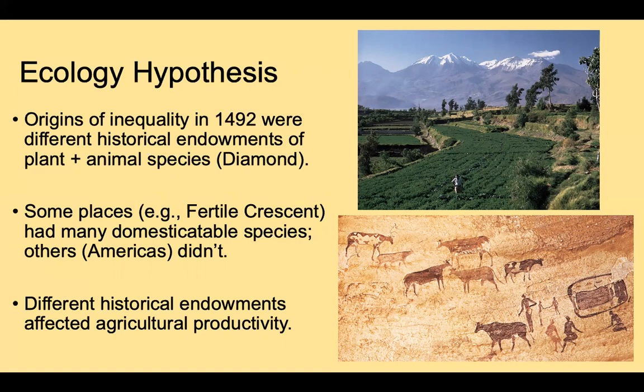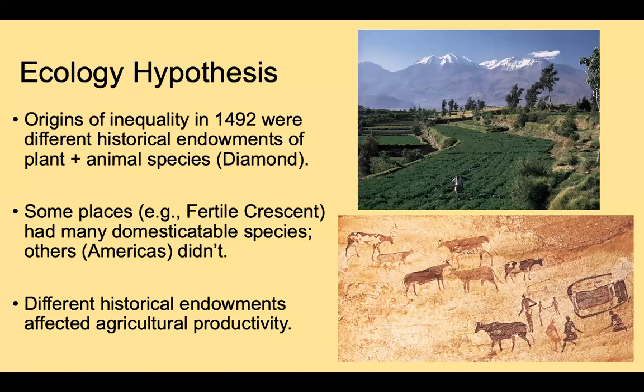And so, according to Diamond and according to the ecology hypothesis, the origins of inequality at the beginning of the modern period were different historical endowments of plant and animal species. And the reason this was so important, Diamond says, is because endowments of domesticatable species made it possible to commercialize and specialize in agriculture and produce more, develop writing systems, enhance and increase agricultural productivity, and eventually make transitions to economies that would be more industrialized.